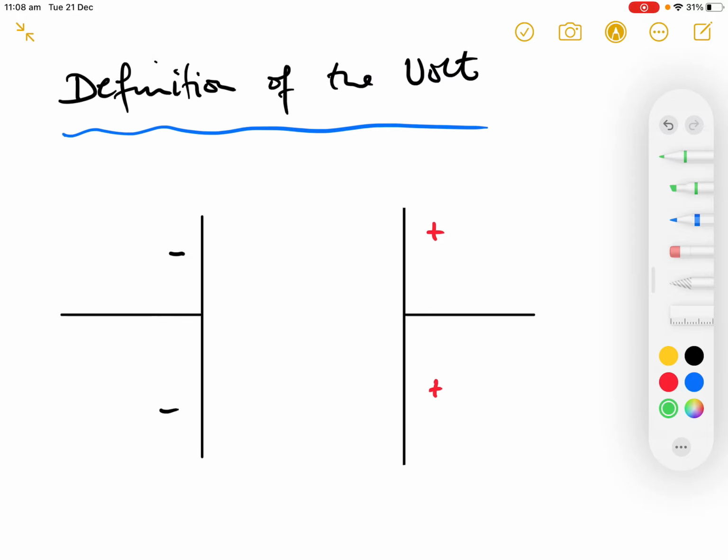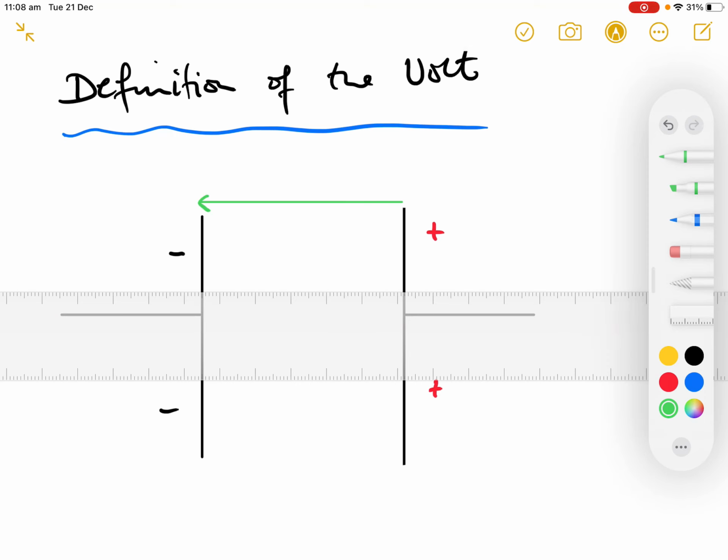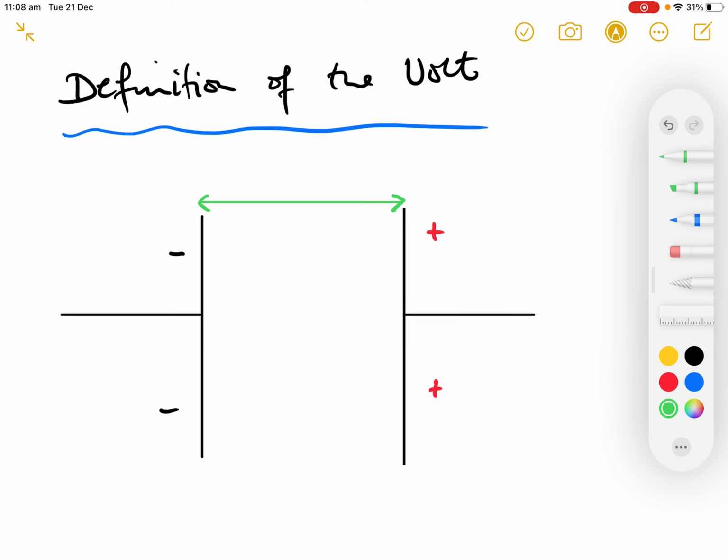Well, there will be a potential difference between these plates. In theory then, I want this to be a potential difference of 1 volt. Okay, so this is theoretical. We'll imagine the whole thing's happening in a vacuum.